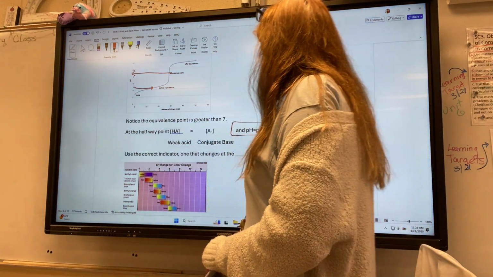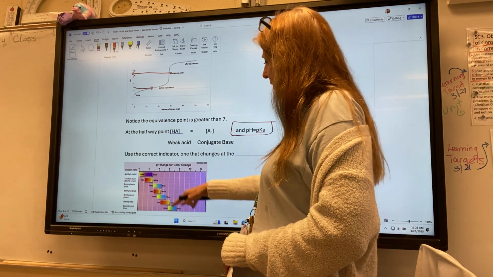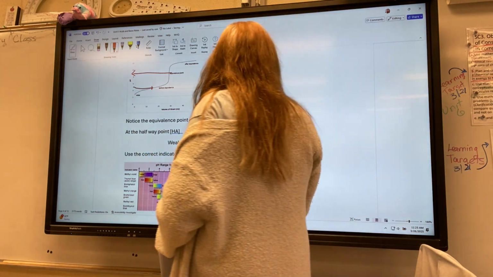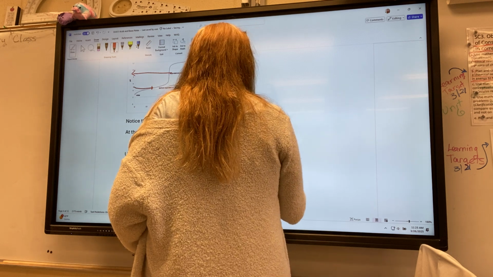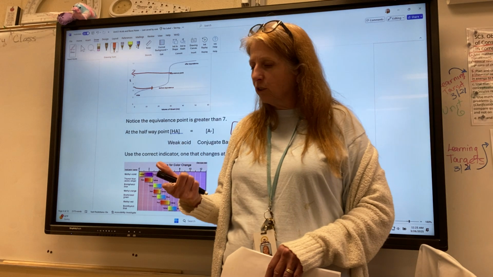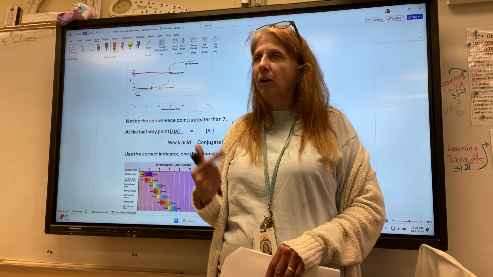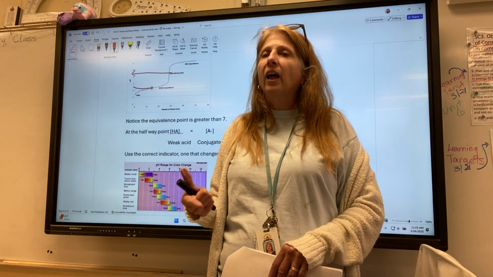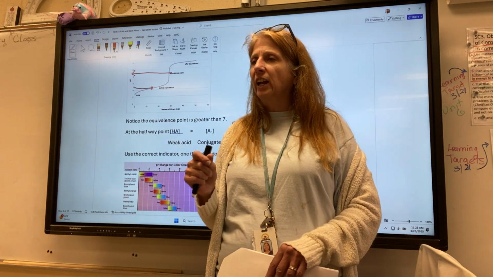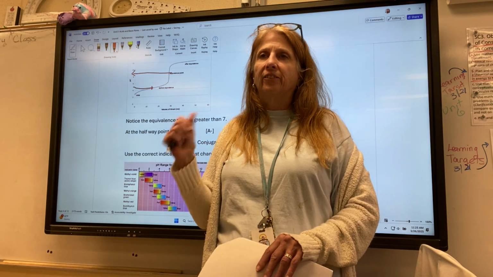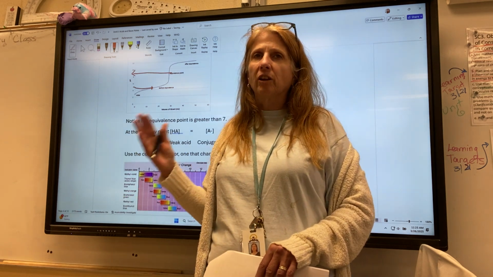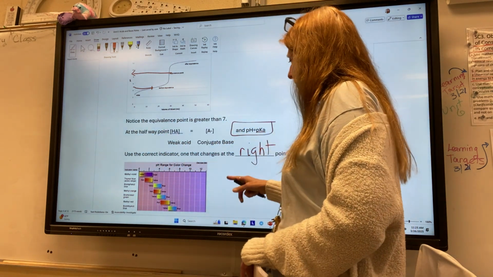You will be given bases, you will be given indicators, and you have to pick the one that changes at the right point. Sometimes you have to go, well, if I have a strong acid and a weak base, then I need to pick something that is going to change at a point that's less than 7. Or if I have a strong base and a weak acid, I need something that's going to change at a point greater than 7.